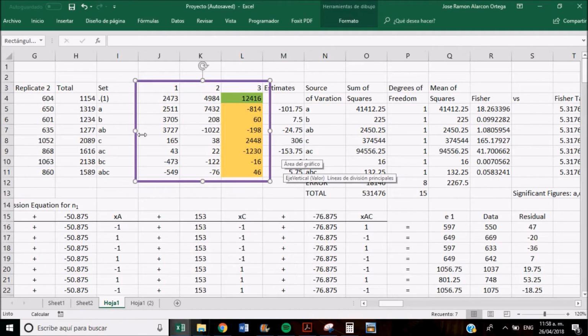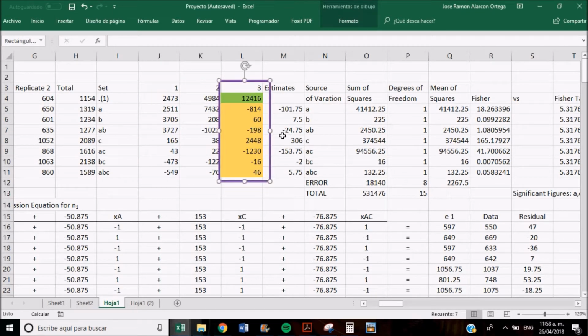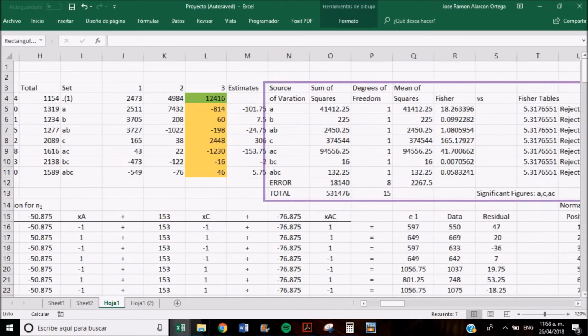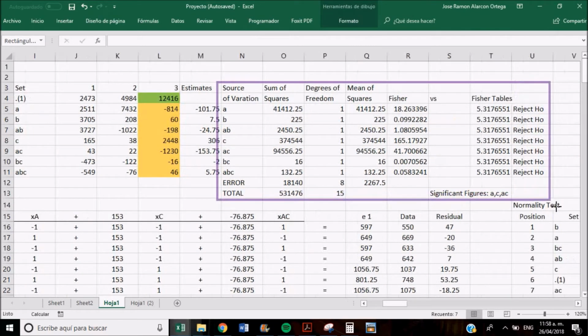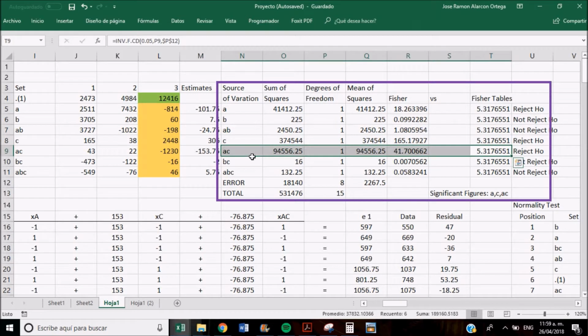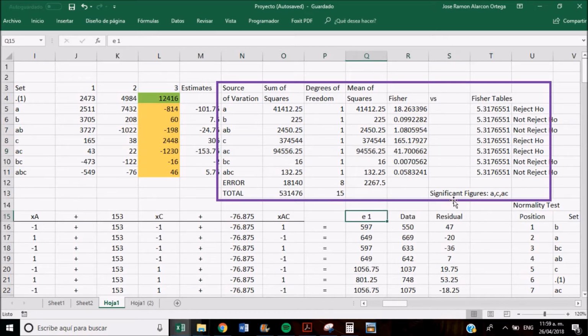We made the Yates algorithm to generate the contrast, which can lead to the generation of the estimates and the sum of squares for the generation of the ANOVA. The ANOVA is displayed as we can see in here. The ones that are rejected in the ANOVA are the factor A, the factor C, and the interaction between the factors A and C, making them the significant factors.